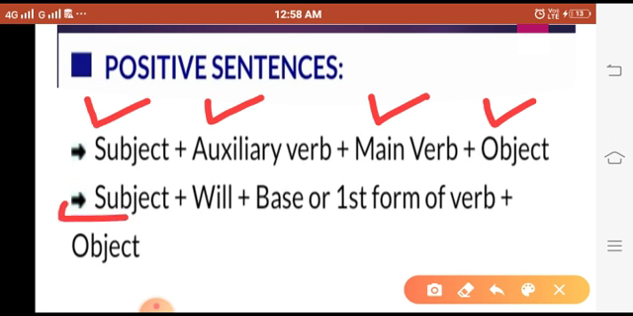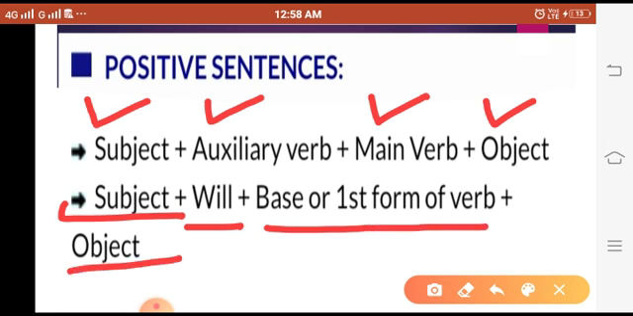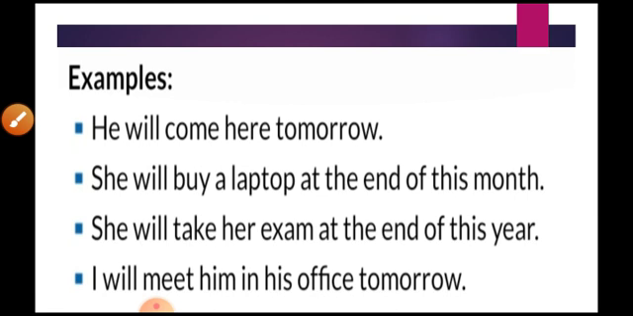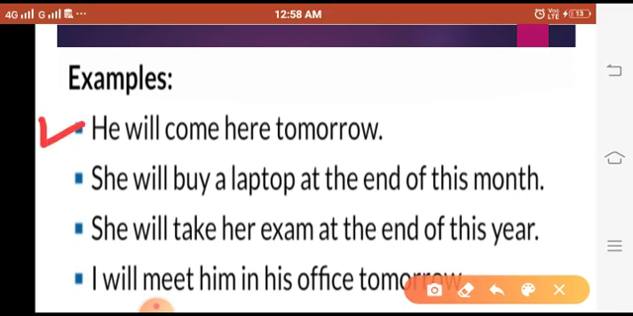So subject, auxiliary verb will, then base form or first form of the verb, and then object. Now let's see a few examples of the same. He will come here tomorrow. She will buy a laptop at the end of this month. She will take her exam at the end of this year. I will meet him in his office tomorrow.